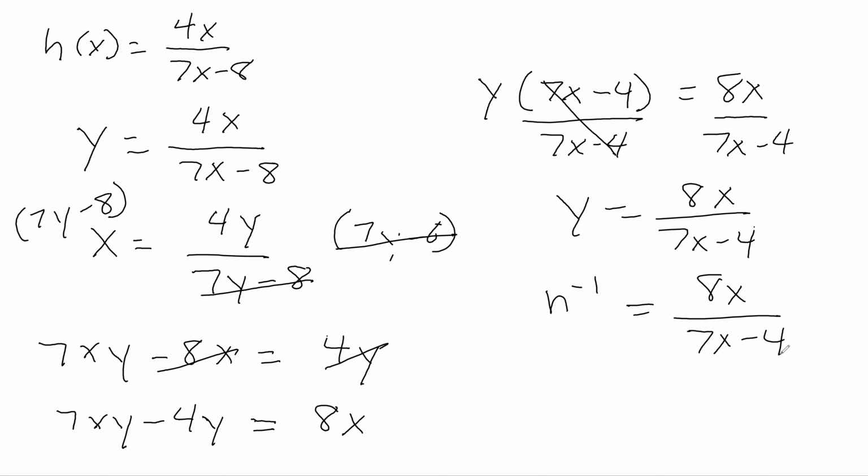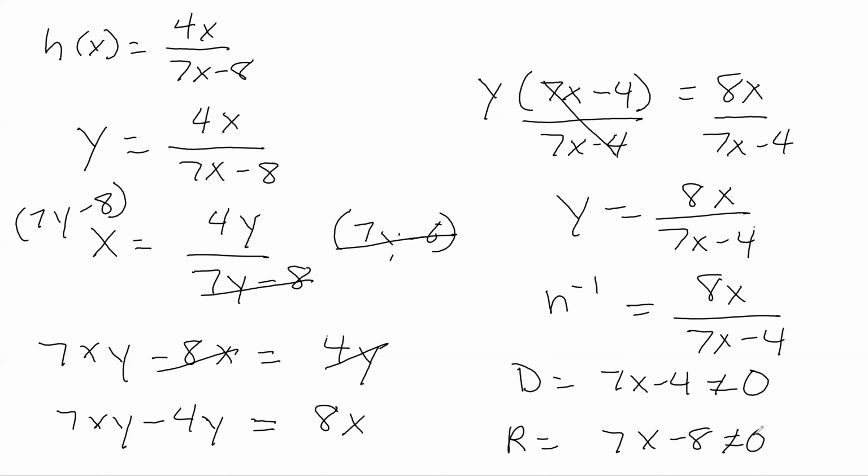So once I have that solved, it also asks me for the domain and the range of my function. To find the domain and the range of the function, I am going to do the domain of the inverse function, and then for the range, the domain of my original function. So for my domain, I'm going to say that the 7x minus 4 cannot equal 0. And for the range, I'm going to say that the 7x minus 8 cannot equal 0.